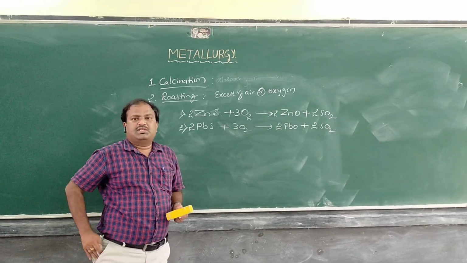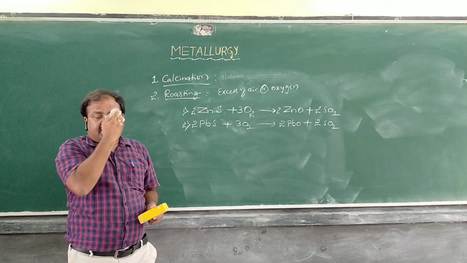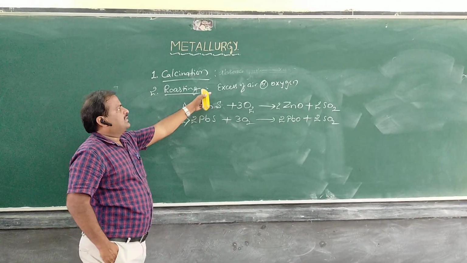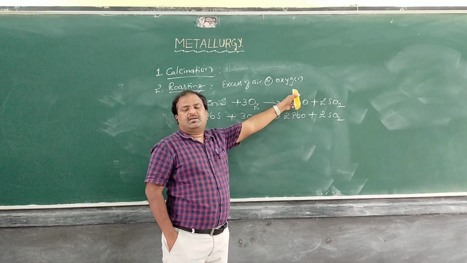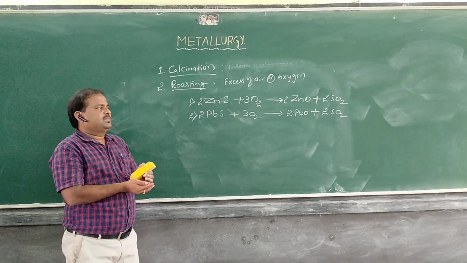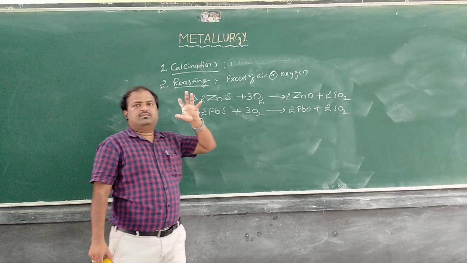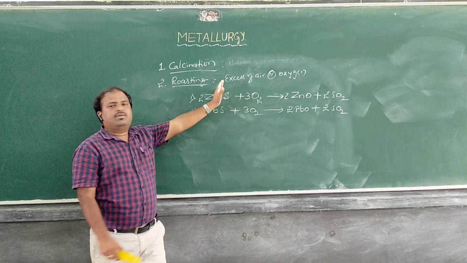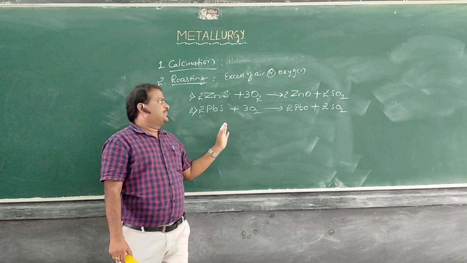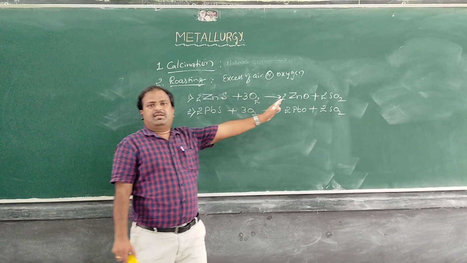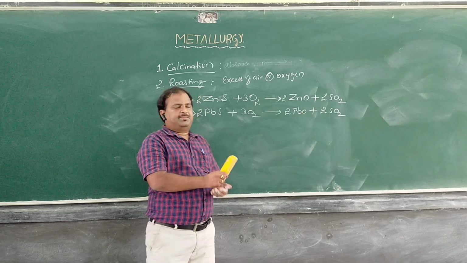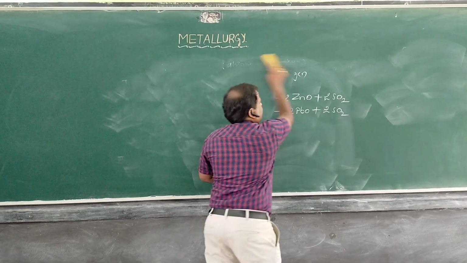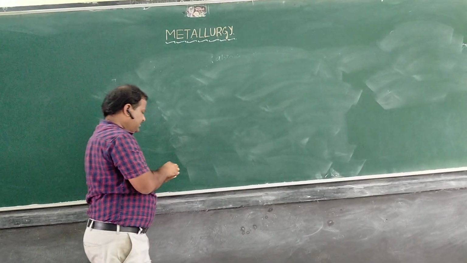So once again, roasting is the process in which the concentrated ore is heated in presence of excess of air or oxygen at a temperature below its melting point. Here the concentrated ore loses moisture and volatile impurities such as sulfur, arsenic, phosphorus, and in this process sulfide ore is converted into metal oxide along with sulfur dioxide. So next is reduction.